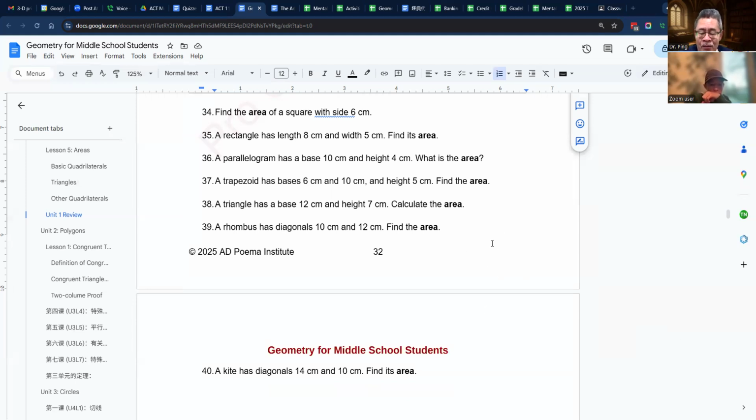A parallelogram has a base 10 centimeters and height 4 centimeters. What is the area? Okay, 37. A trapezoid has bases 6 centimeters and 10 centimeters and height 5 centimeters. Find the area.